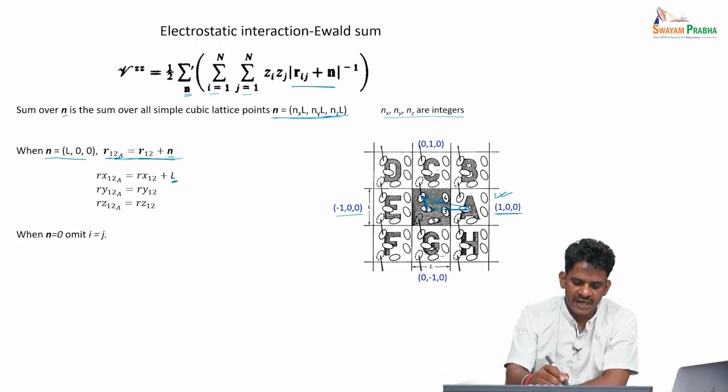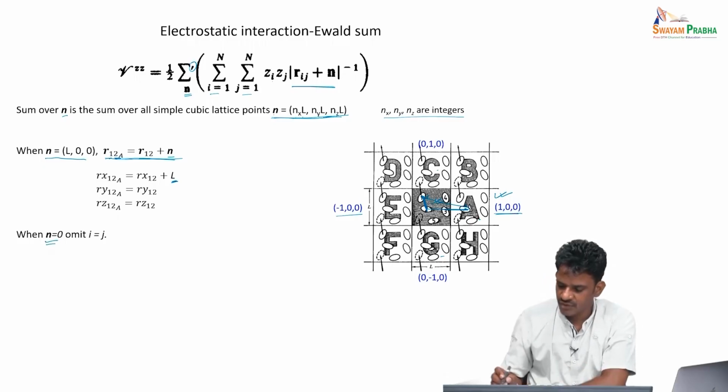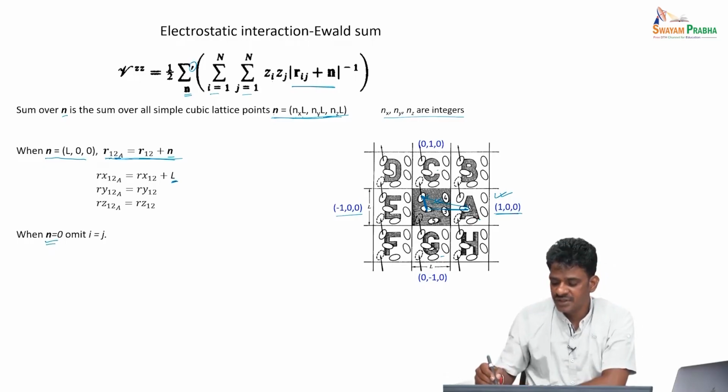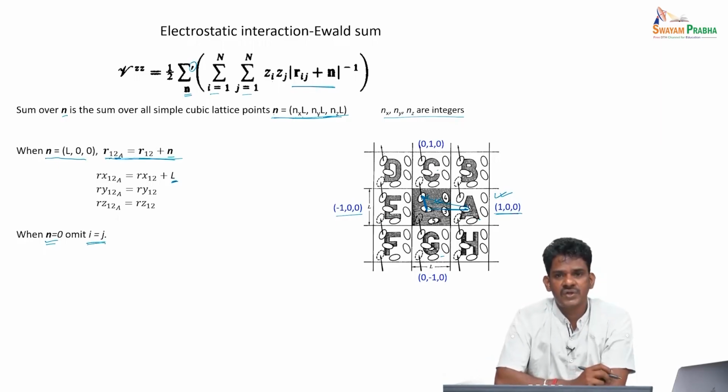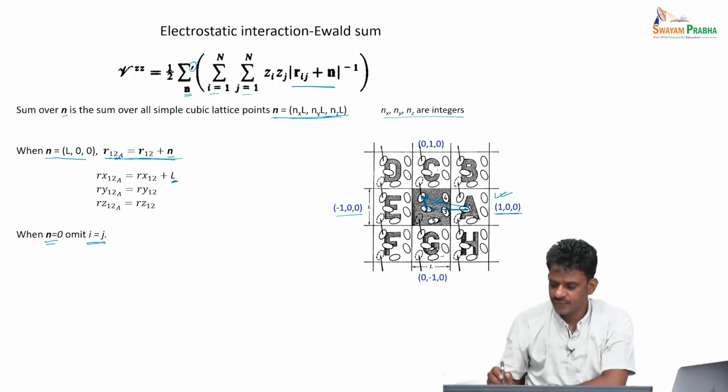And then we also have this prime here, which tells you that when n is equal to 0, you are talking about the central simulation box. Within the box, when you sum over all the pairs, we should not include i equal to j, because in such a case Rij will become 0, and then this becomes infinity. So, we cannot include self interaction within the same simulation box. But as far as the neighboring boxes are concerned, you are allowed to use i equal to j when n is not equal to 0.